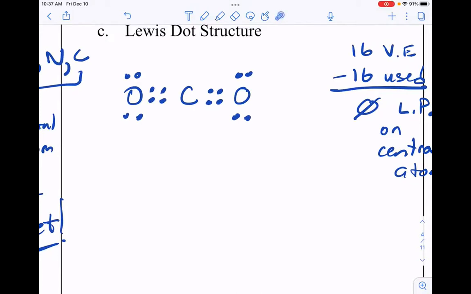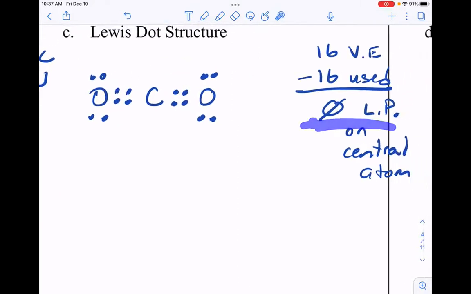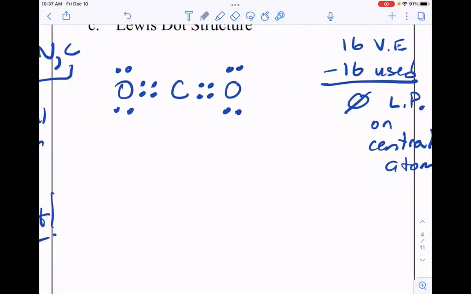Anyways, if you put a circle around carbon, you'll notice that carbon has 1, 2, 3, 4, 5, 6, 7, 8. And remember that there's no lone pairs on carbon, so we fulfill just that. We don't have any lone pairs on the central atom, which is carbon. And so this is the Lewis dot structure.